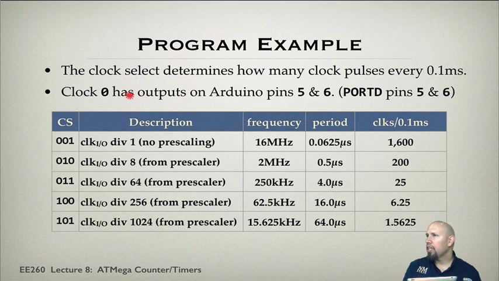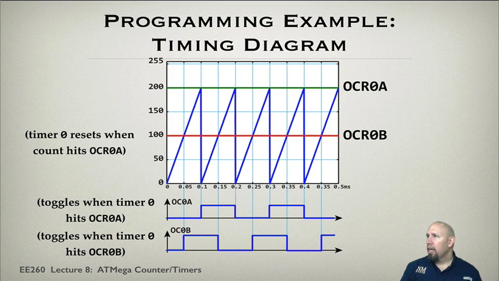Now timer 0 also has outputs on Arduino pins 5 and 6, which correspond to port D pins 5 and 6. So those are the pins we want to use. Here's our timing diagram. This is what we want to see.